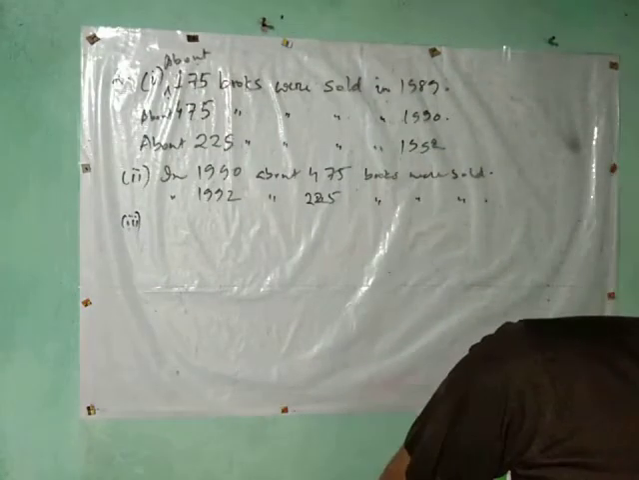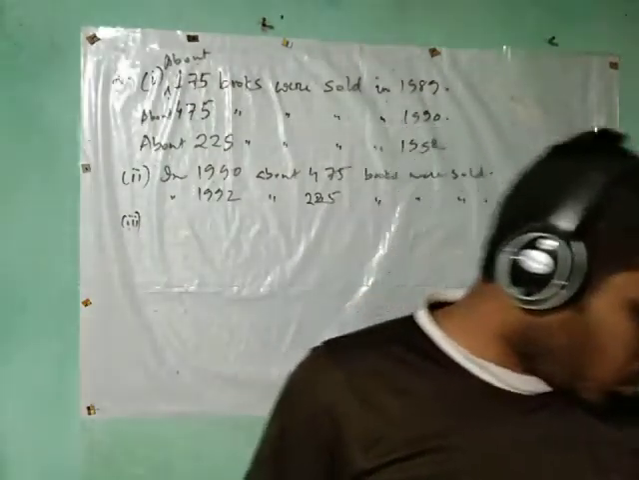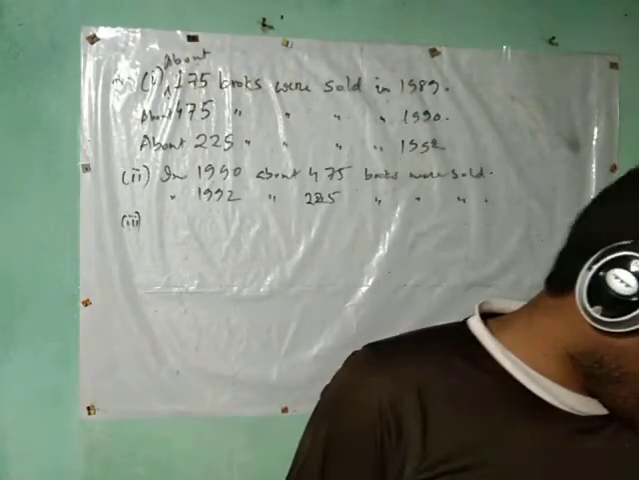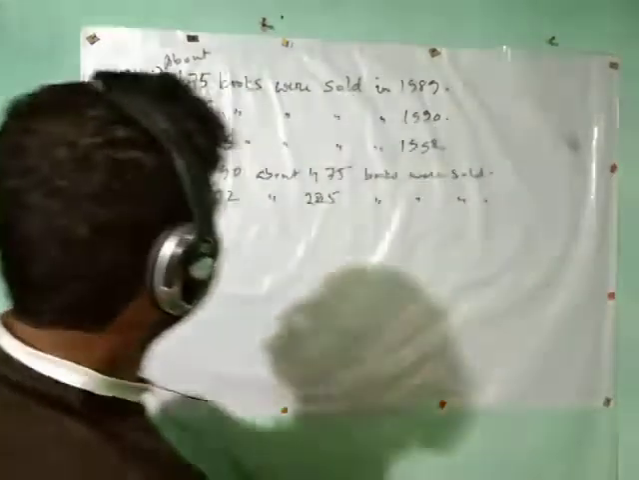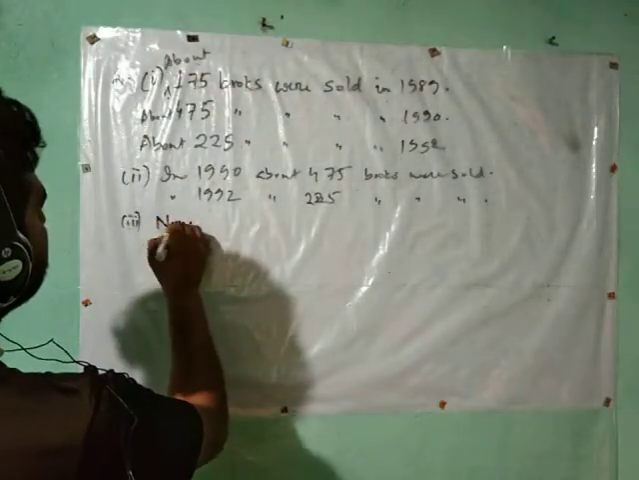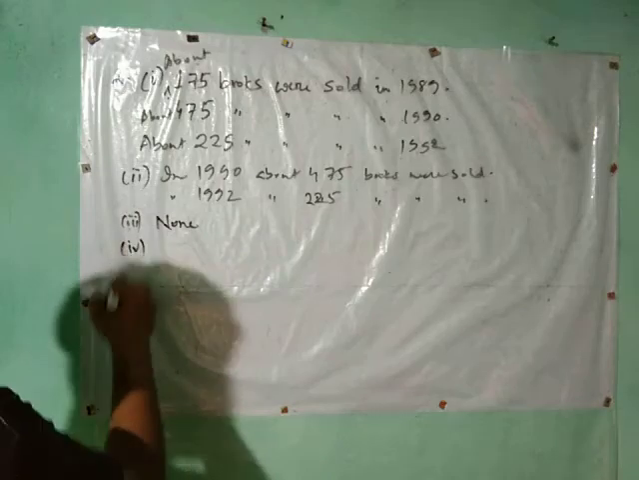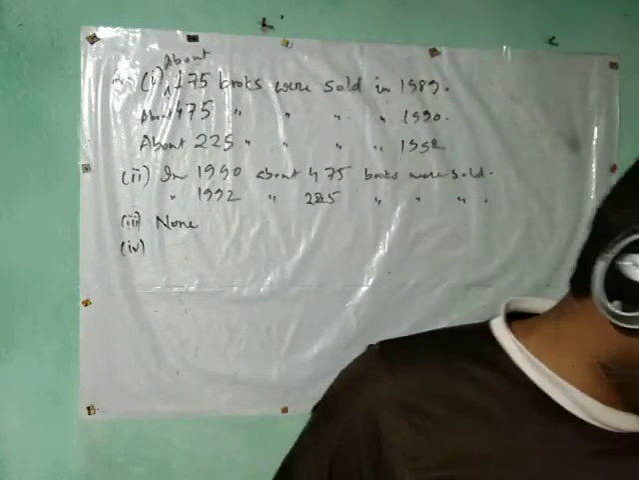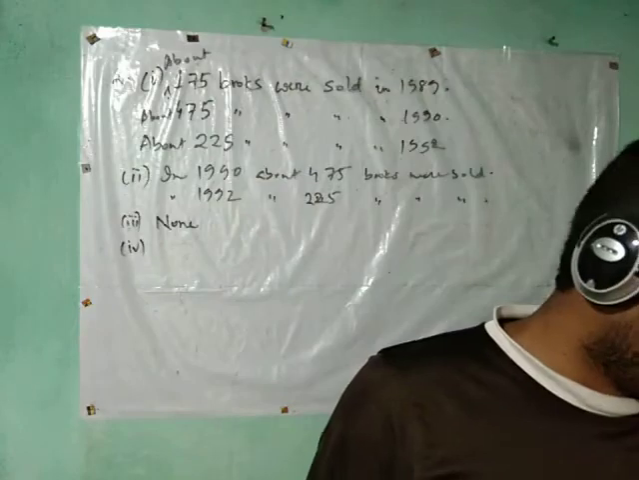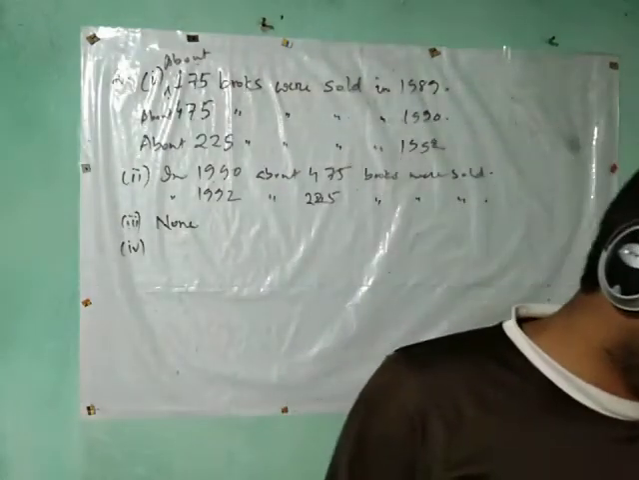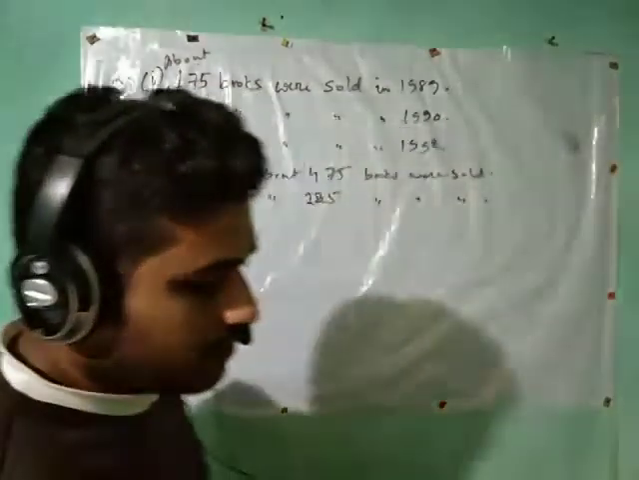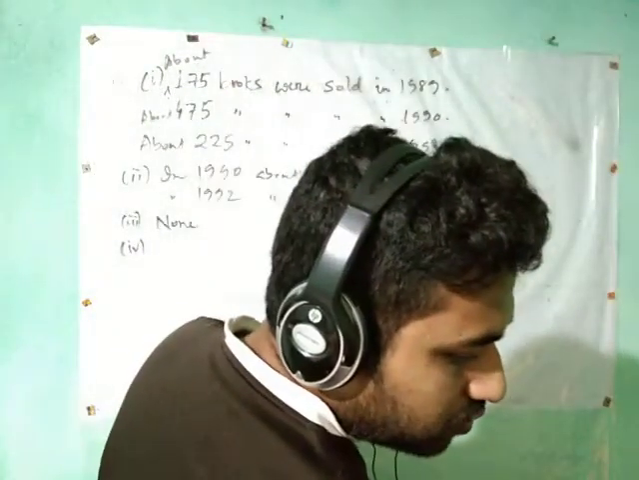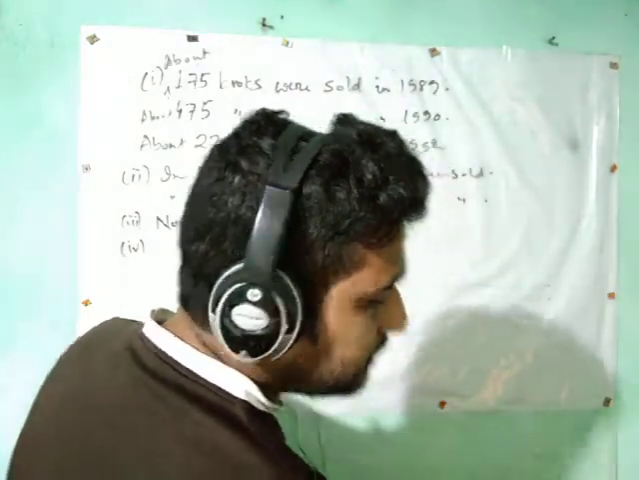Now question number 3. In which year were fewer than 250 books sold? Look below 250 here only. None of the years is less than that. So your answer will be none. Okay, question 4. What is there? Can you explain how you would estimate the number of books sold in 1989?